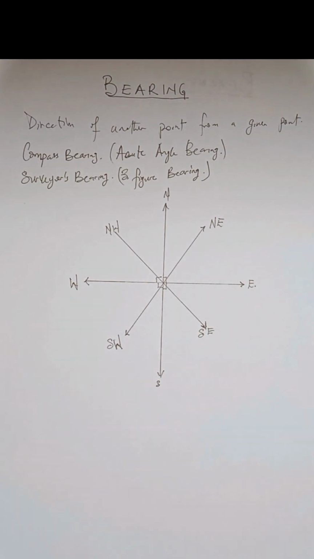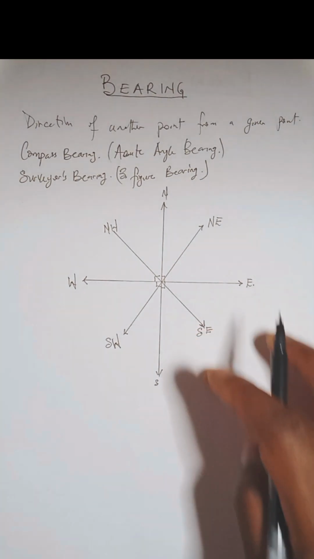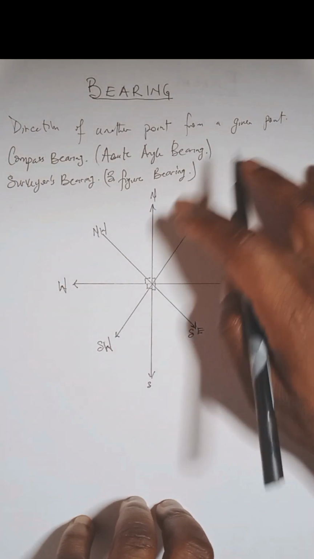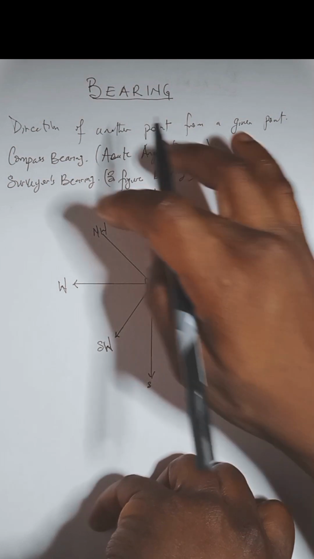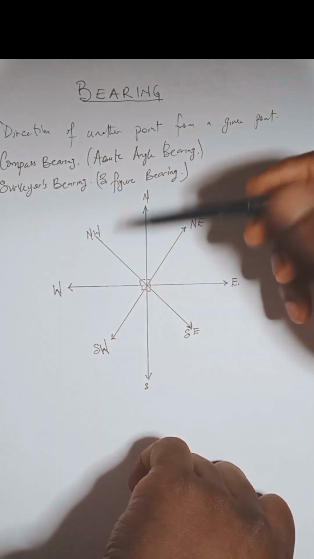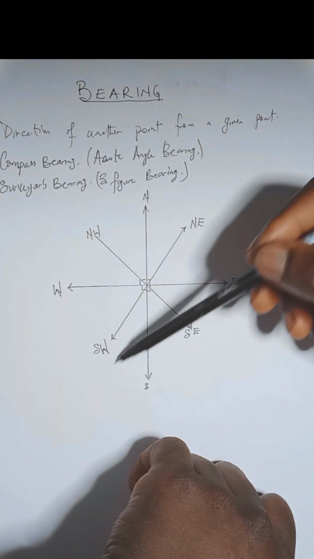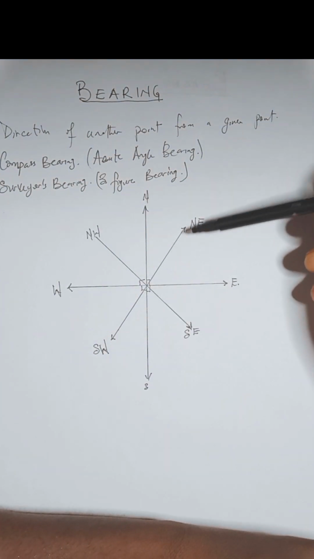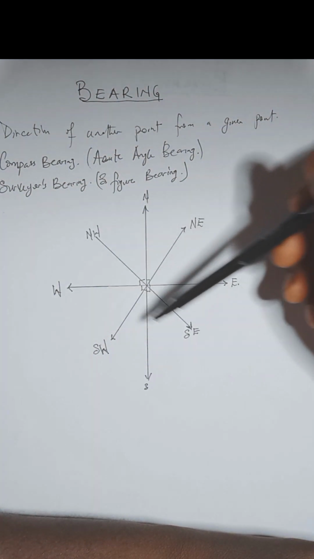Now, all this helps us to know the direction to which another point is, for us to get the location of a different point. In this area we have northeast. Here we have northwest. Here we have southwest. Here we have southeast.